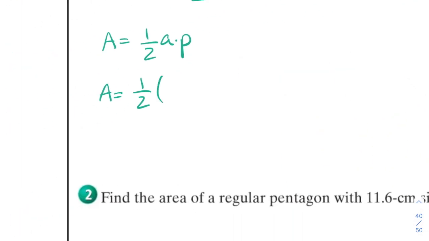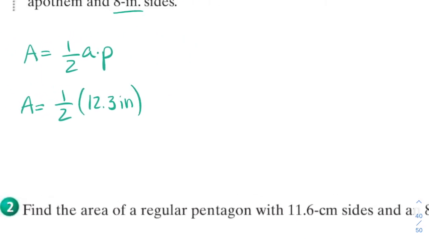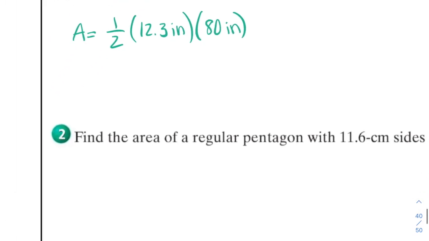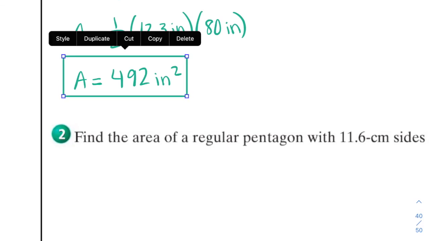So this can be half of 12.3 inches and 80 inches. So for me, I'm going to do this all out. I'd rather do half of 80, which is 40. So 40 times 12.3, which is 492 inches squared. And we're done.